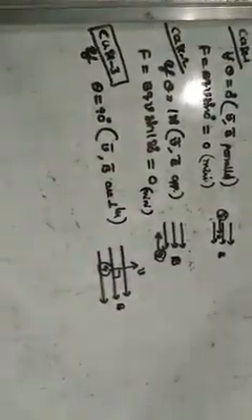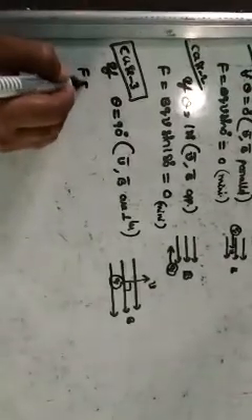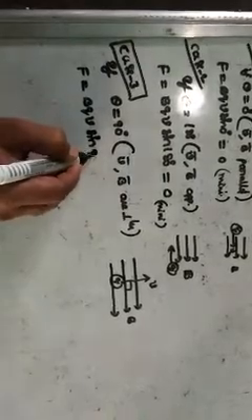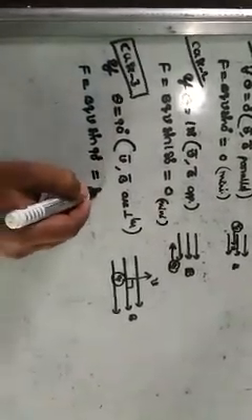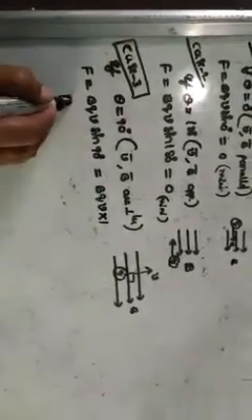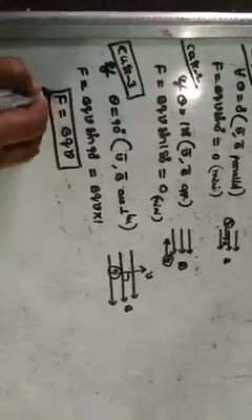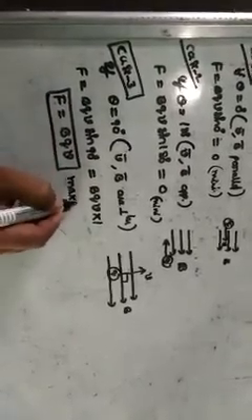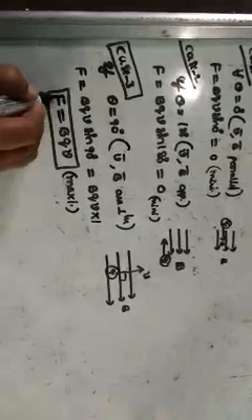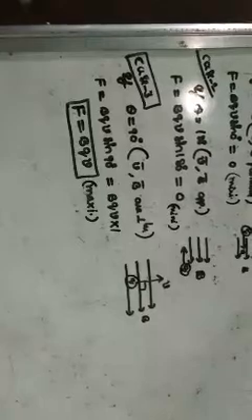Okay, then what about the force and what will happen? Listen carefully. Force F equal to BQV sine theta. Theta means 90 degrees, so F is equal to BQV sine 90, which is 1. You will get the force acting on the charged particle is BQV, and this is the maximum amount of force acting on the charged particle. F is equal to BQV.